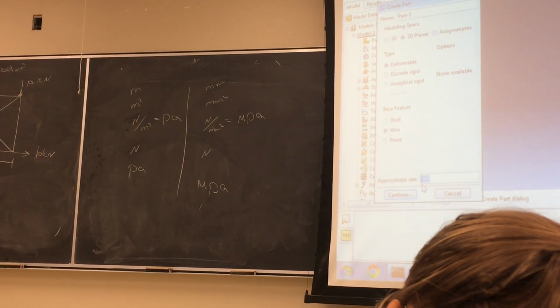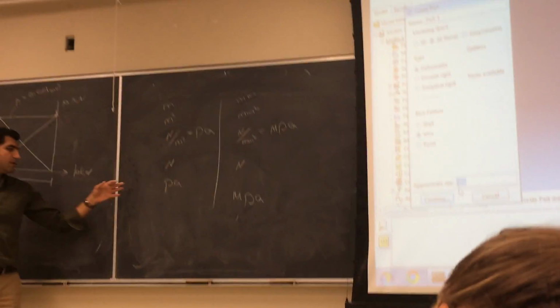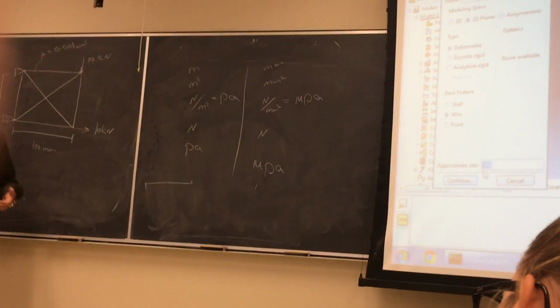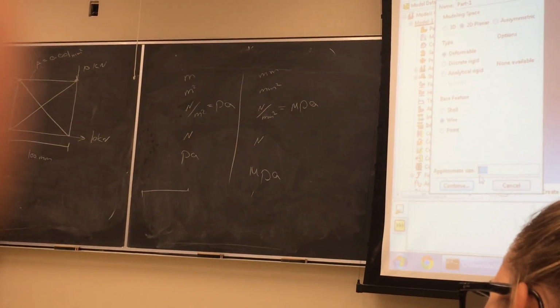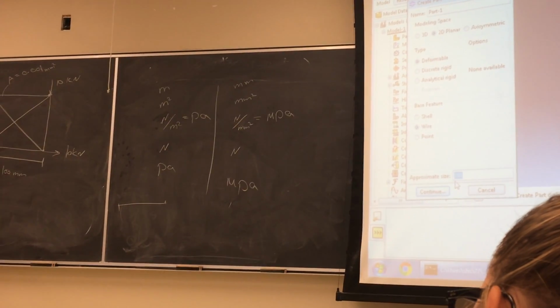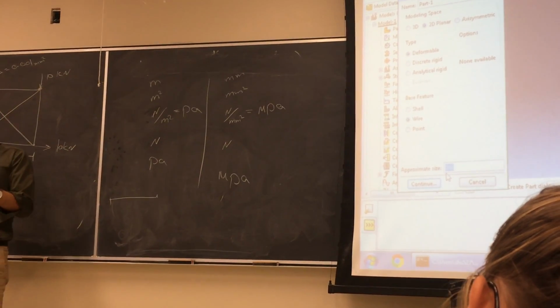So Abaqus does not ask you if, when you're modeling and you say the length of this part is 10, whether it's 10 millimeter, 10 meter, or 10 micrometer. That's up to you guys. All Abaqus understands is that it's the unit of length. Okay?